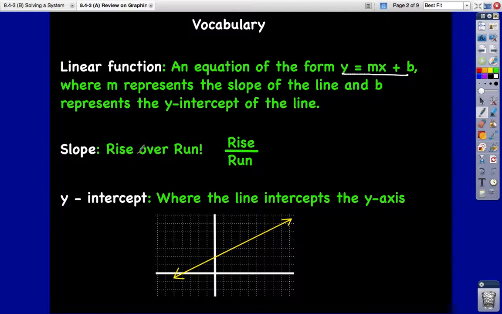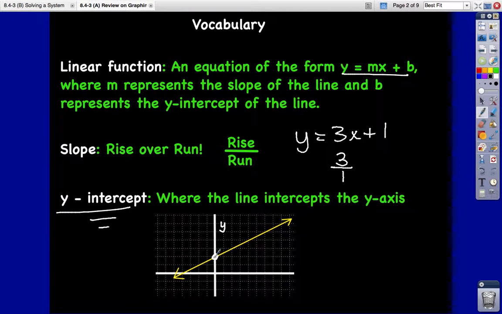Remember, slope is rise over run. So if you had an equation like y equals 3x plus 1, the 3 you could always put into fraction form, where you'd have a rise of 3 and a run of 1. Where the line intercepts the y-axis is simply termed the y-intercept. So this point right here, where this yellow line is going through the vertical axis, the y-axis, that's called the y-intercept because it's intercepting or intersecting the y-axis, okay? So that's just some old words we've known in the past. Just want to review them with you.